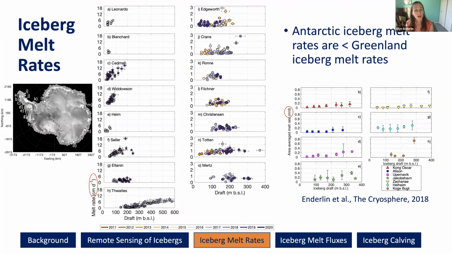But I also want to point out, we see in Antarctica that the melt rates are way smaller than what we get in Greenland. In Greenland, we're looking at melt rates on the order of meters per day. Here, centimeters per day. So even our highest melt rates in Antarctica are about comparable with our lowest ones we saw in Greenland. So this is also really interesting to compare, and tells us something about the importance of submarine melting in these two different systems.